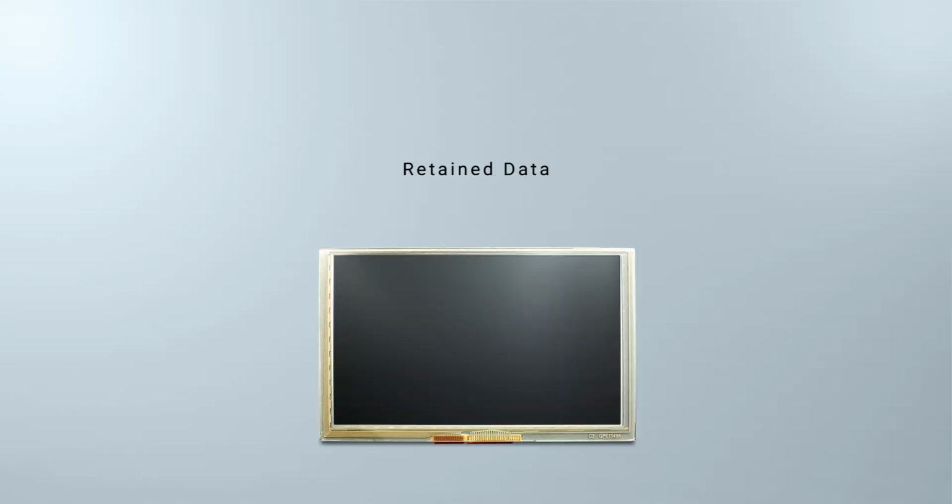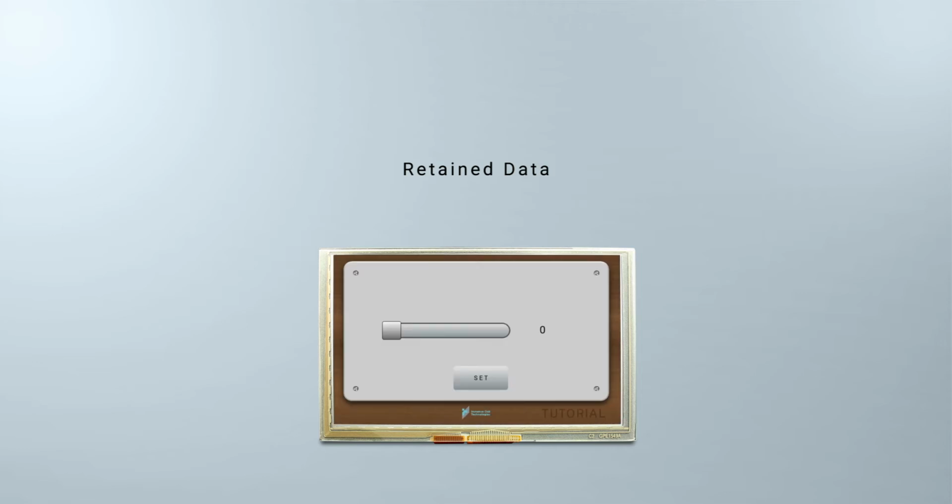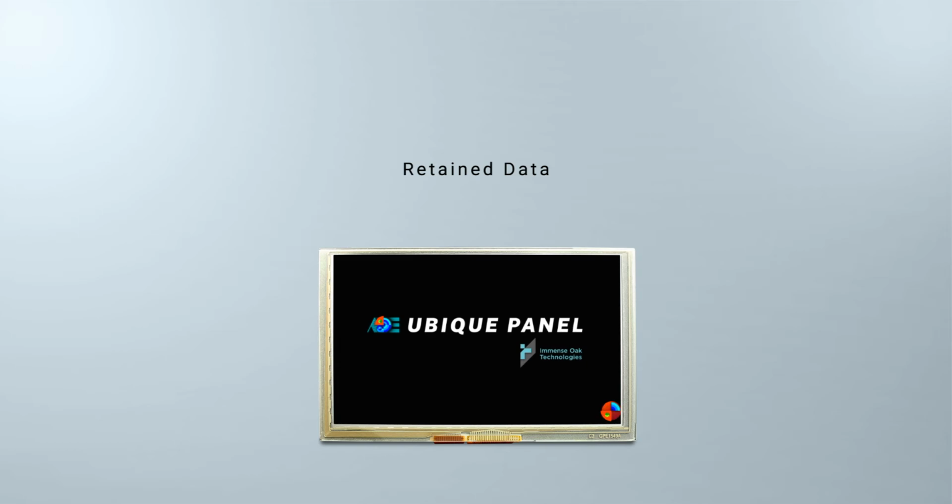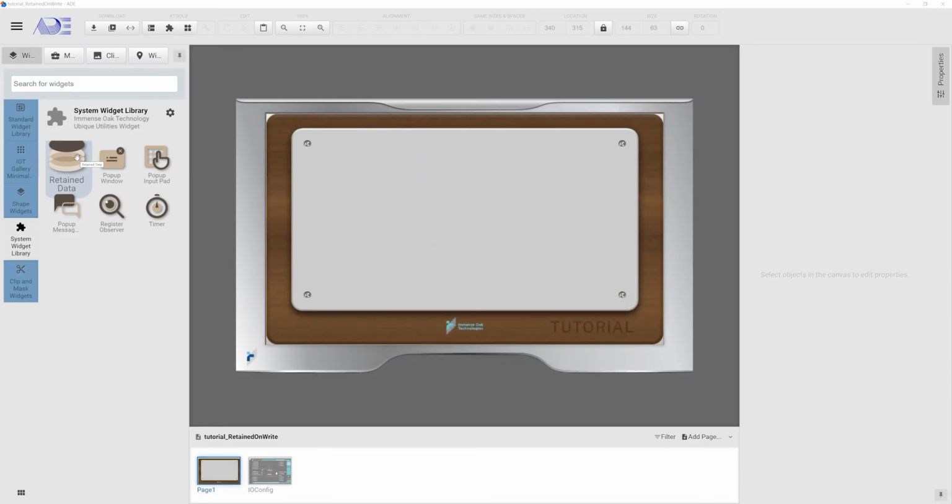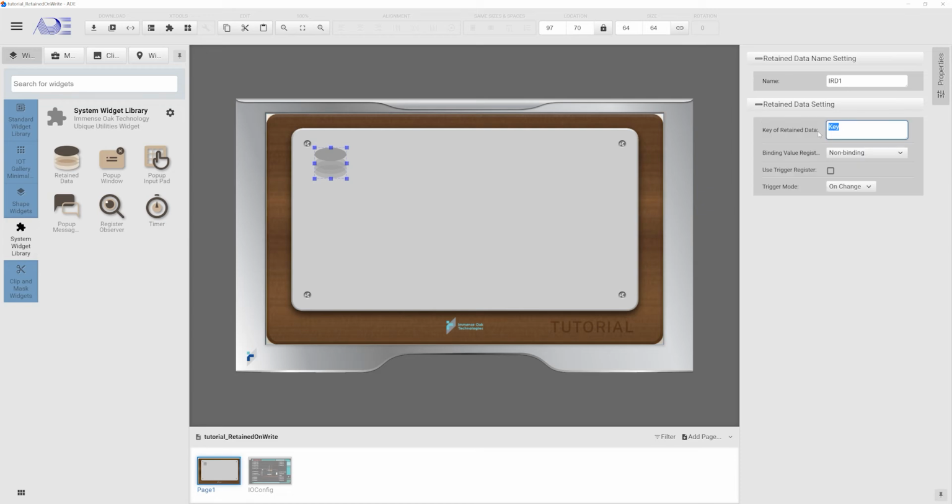In this video, we will introduce a system-level widget called Retained Data. The Retained Data widget allows users to store data in the control board's non-volatile memory. This widget is invisible. You can treat the key as the identification for the retained data.